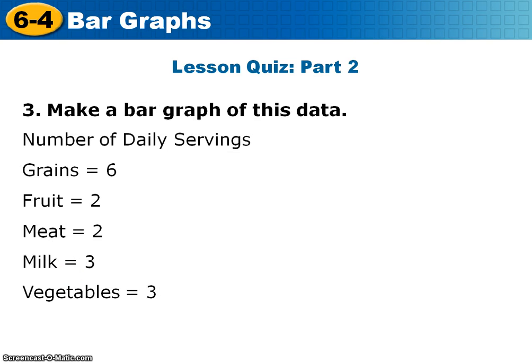Make a bar graph of this data. 6, 2, 2, 3, and 3. So remember, the first thing you want to think of, what does my range need to be? My biggest number is 6, so I better go a little bit higher than that so that 6 doesn't run off the bar graph. And in this case, do I want to count by ones, tens, hundreds, fives, twos? Well, my range is only 4 because the difference between 6 and 2 is 4. So I probably want to go ahead and count by ones because my numbers aren't very spread apart.